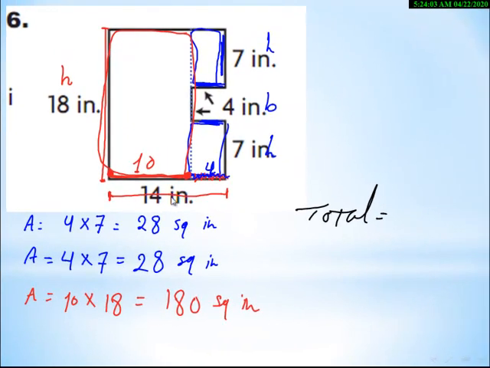So what is the total answer, guys? Great, I will add all of them together. 180 plus 28 plus 28. So the final answer is what? Try. 228. Exactly, 228 square what? Square inches according to my unit.